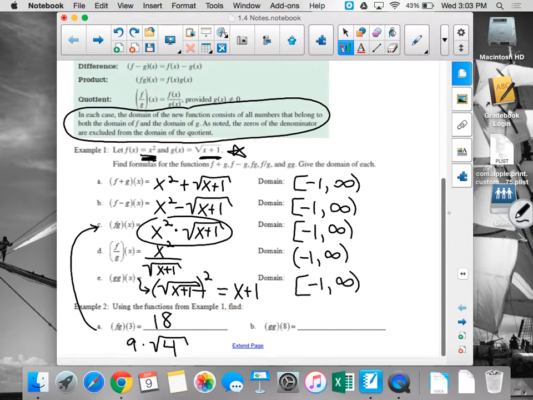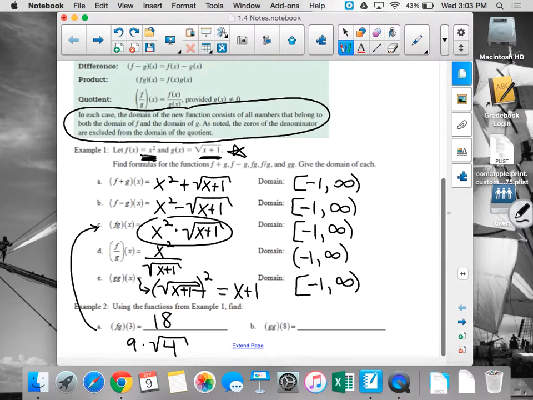I guess that's the way of thinking about it. I don't know how well I'm convincing you, but let me show you in letter B here. g times g, and then given that you're putting 8 in for x. So here's the thing. You could have put 8 in for g, and then 8 in for g, and then multiplied it together, and that's your value.